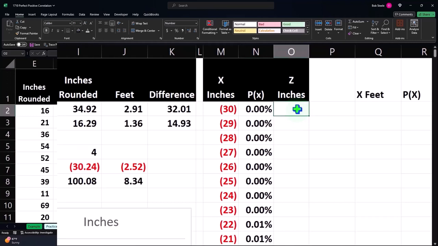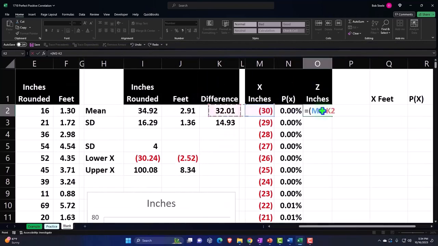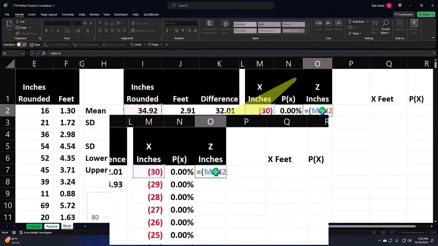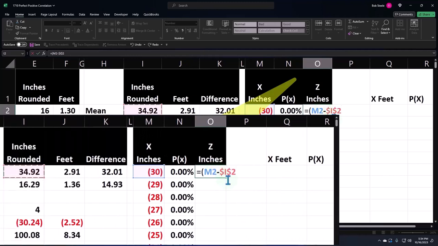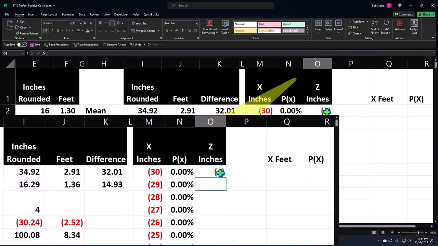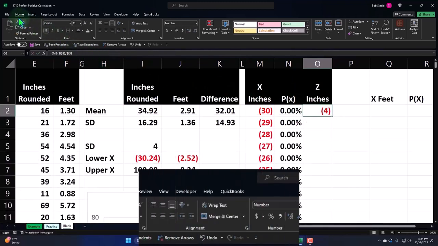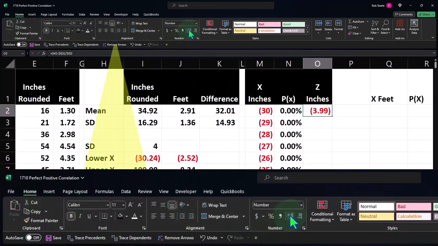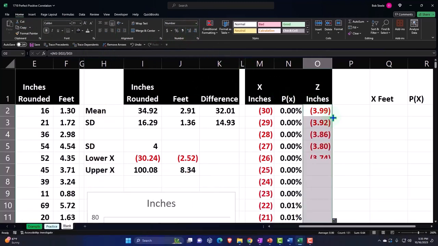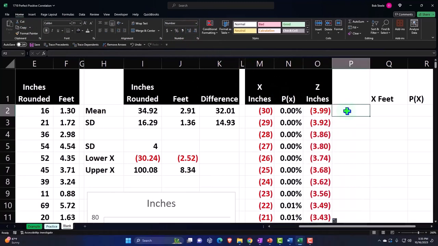And then we can look at the z-score, which would be equal to brackets, the negative number minus the middle point, the mean. And then I'm going to F4 on that one to make it absolute. Dollar sign before the I and the 2. Closing up the brackets. And divided by the standard deviation, F4 on the keyboard, dollar sign before the I and the 3, and enter. There's the z-score. Let's decimalize it. Home tab, number group, decimalize, and double click the fill handle. So there we have our z-score.